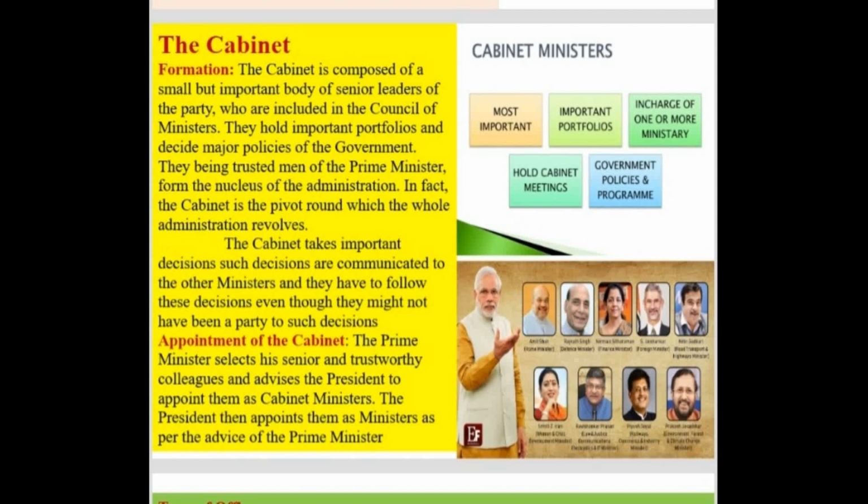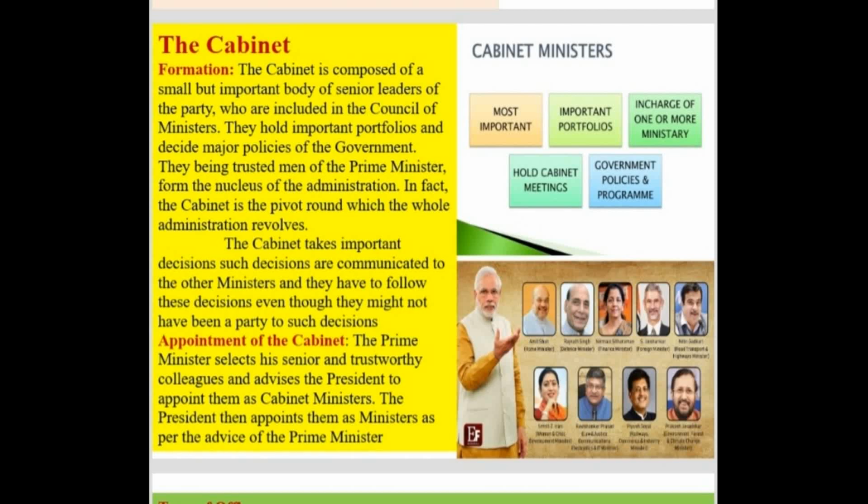So even though the other Council of Ministers are not part of the decision making of the government policies, they should follow the instructions from cabinet ministers. So how is this cabinet appointed? As I said, the Prime Minister will always select his trustworthy persons, the senior-most leaders of his party whom he trusts, as cabinet ministers. And even though it is small, it is a very powerful institution.